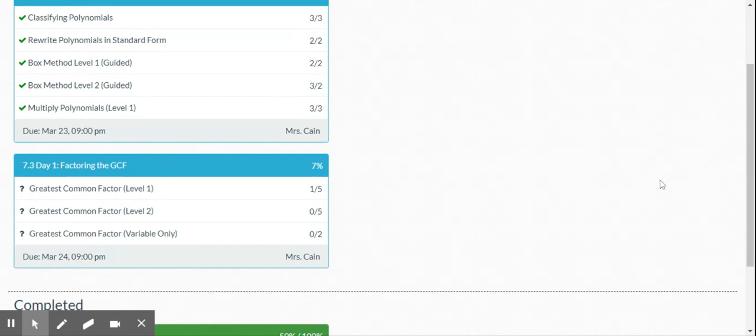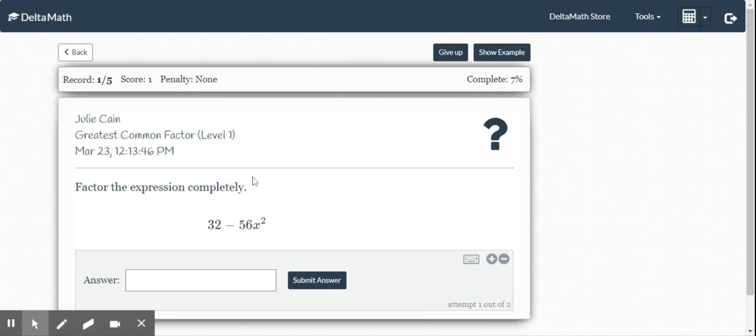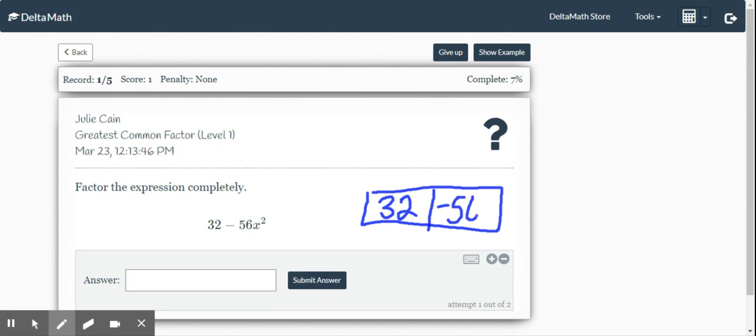Another thing that we had here is our greatest common factor. I know some people were stuck on those problems as well. So what we're looking for when we're talking about greatest common factor is what number goes into both of them. What number could I use that would allow us to multiply these out? So I can see I've got 2 terms. I have 32 and I have -56x squared. So what I want to figure out is what goes into both 32 and 56.